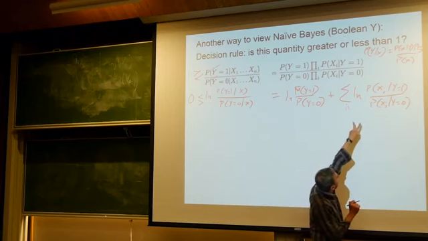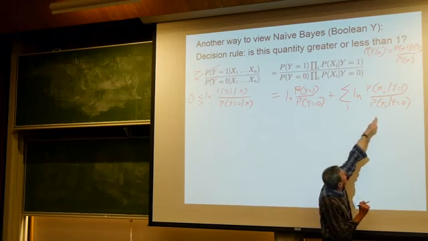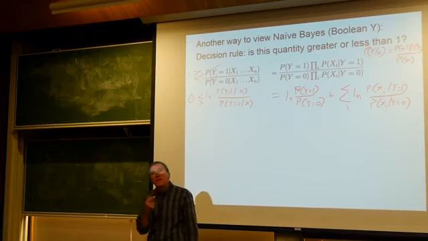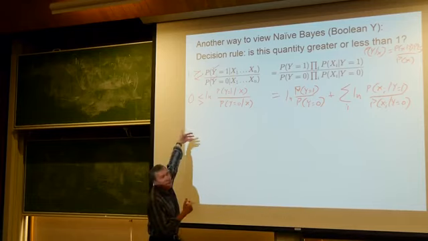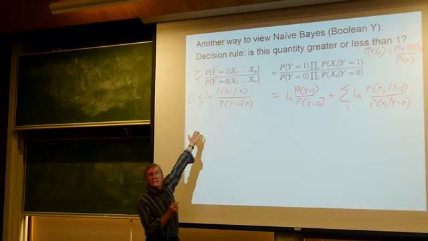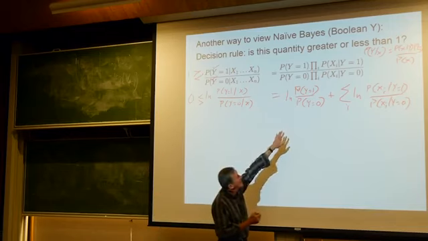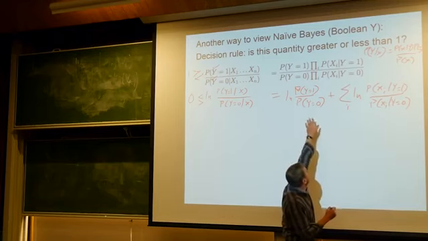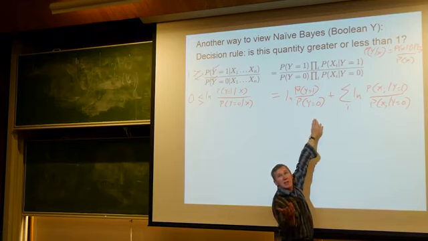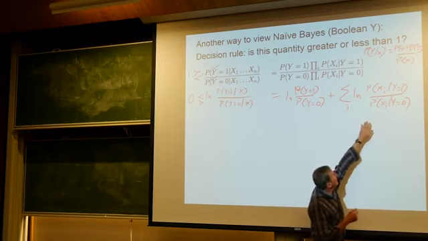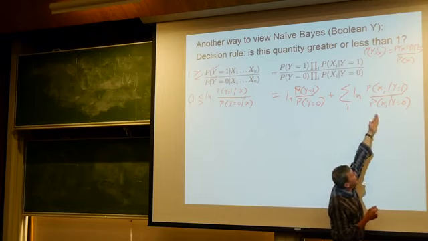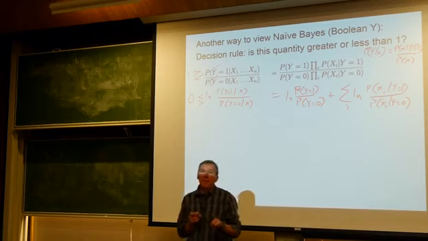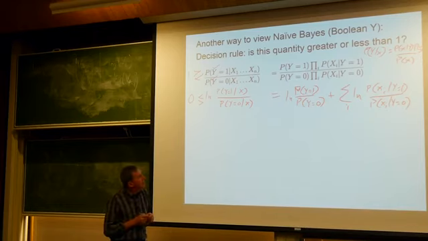And then these terms are looking at the sum over each of the individual features. So we can think of this decision that we're making with naive Bayes as the result of a linear sum of contributions, one of which is independent of the features, just depends on the priors. The others, each feature contributes one term in the sum. Okay?